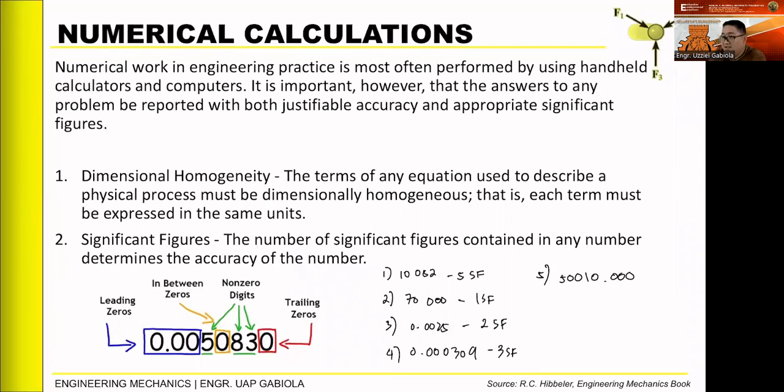Yung question kanina, no? So this is 8 significant figures, kasi meron tayong decimal point. Basta may decimal point after nung non-zero, significant na siya. Okay?